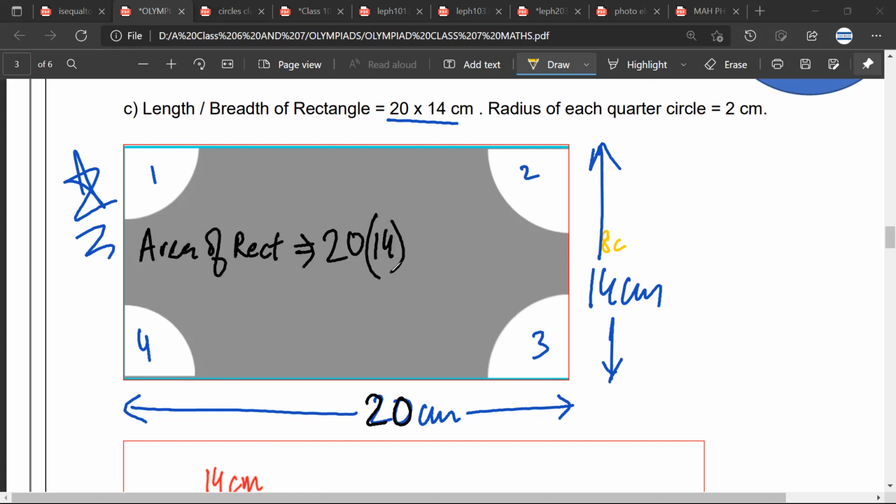Yeah, sir. Now, if you look at the question, the radius of each quarter circle, this 1, 2, 3, 4, basically these are quarter circles. Any doubt? No doubt, sir.